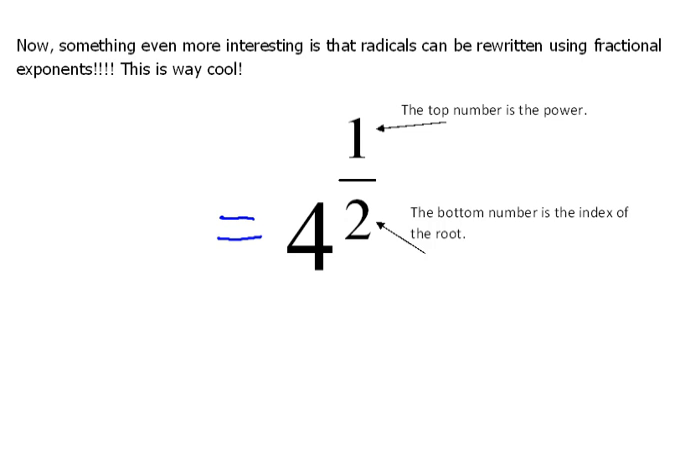This is the exact same thing as saying the square root of 4. In a fractional exponent, the top number, the numerator, is the power. So it's as if we had said this is 4 to the first power, which is 4. The bottom number is the index. So if we were doing the square root, our index here would be a 2.